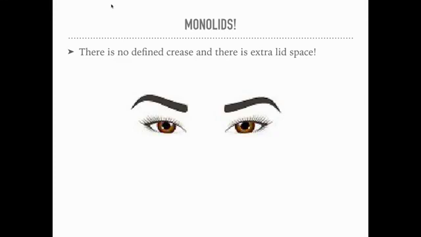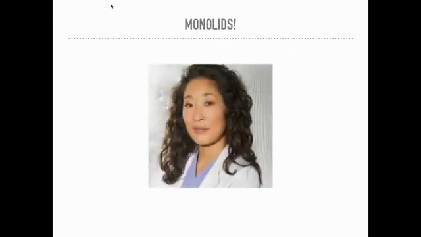So I had to pick an example of this that a lot of people would know because these are kind of not really rare to come by, but not everybody has this one. So I picked, of course, Sandra Oh from Grey's Anatomy. She has the perfect monolid. There's no defined crease, but there is a lot of space to work with. And with this, we're going to focus on shimmery colors and things that just make that lid space stand out and really pop. So those are monolids.